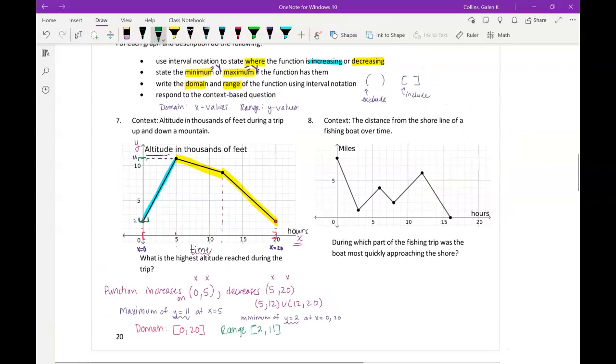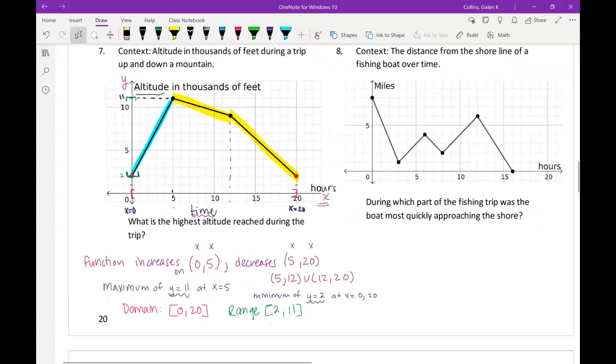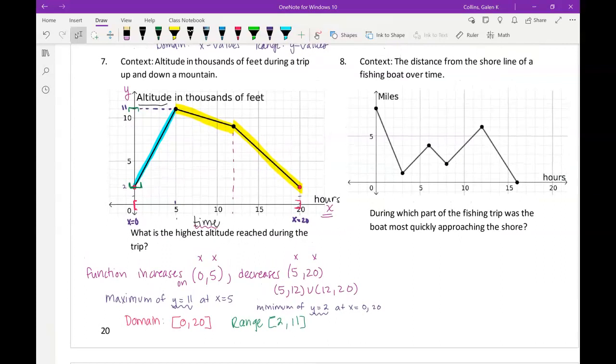All right, lastly, we're supposed to answer the question. So what is the highest altitude reached during the trip? So we said our maximum value is 11, but now that we're asked about this question in context, I think we should include units. So that would be 11,000 feet. And you could either write 11,000 feet like that, or you could write out 11,000 feet.